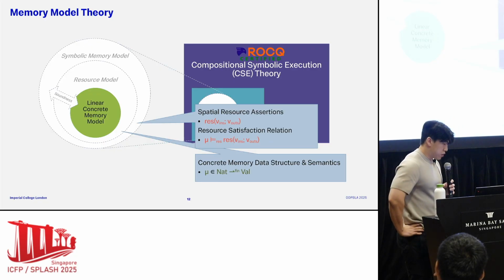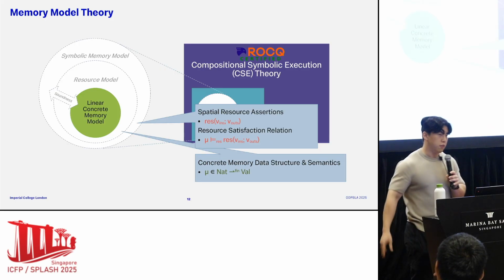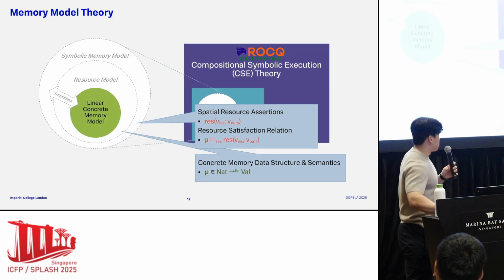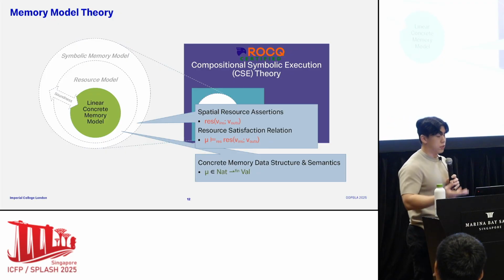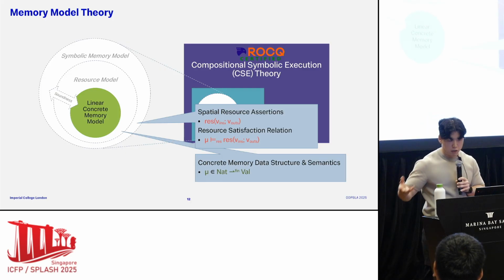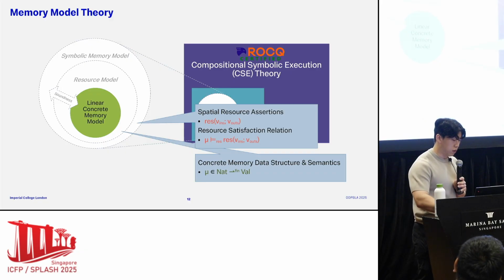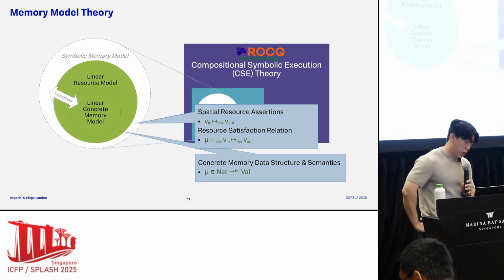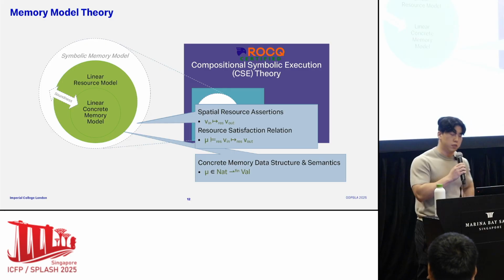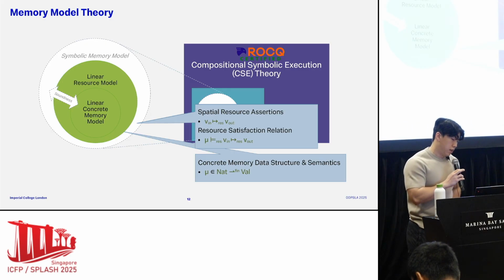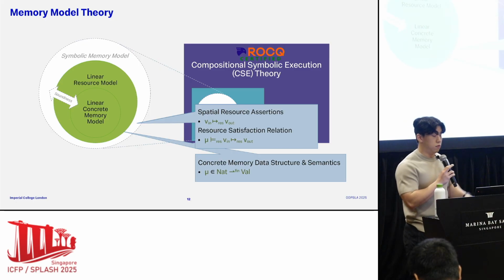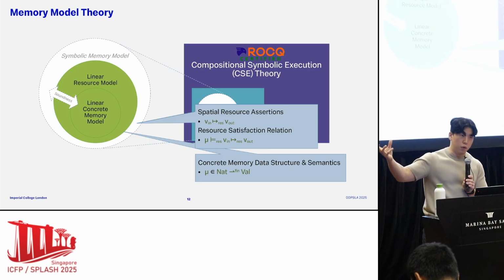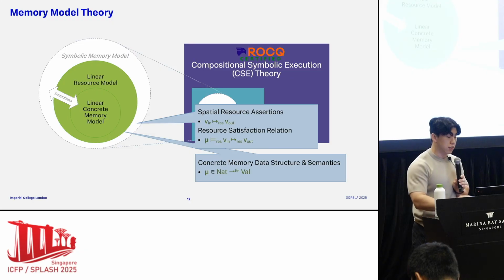The next level is the resource model. Here we define the spatial resources of the memory. It's defined by a resource predicate, and we define what it means for this resource predicate to be a model with respect to the concrete memory. For the linear memory model, the resource assertion would just be a standard points-to predicate. We also provide a way to relate this to the concrete memory by saying we have a concrete memory with exactly one mapping from ins to outs.